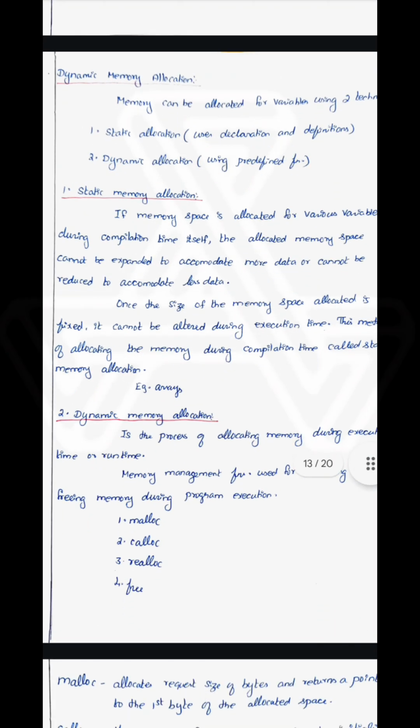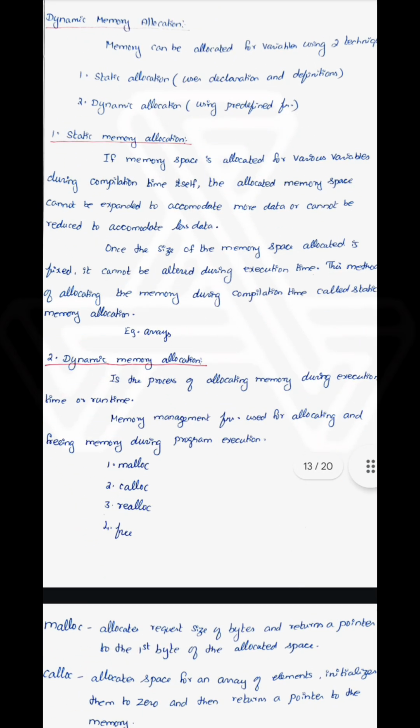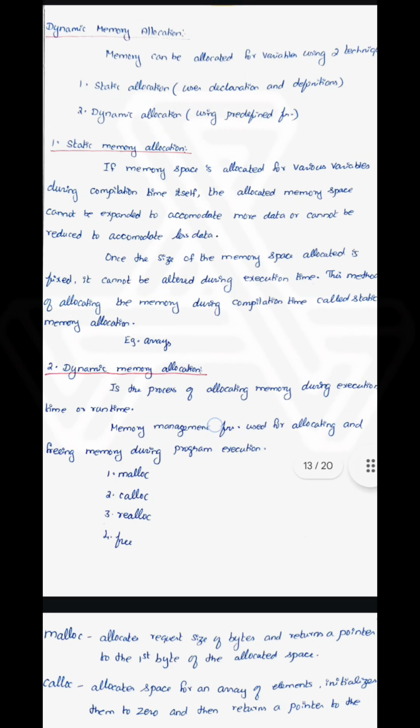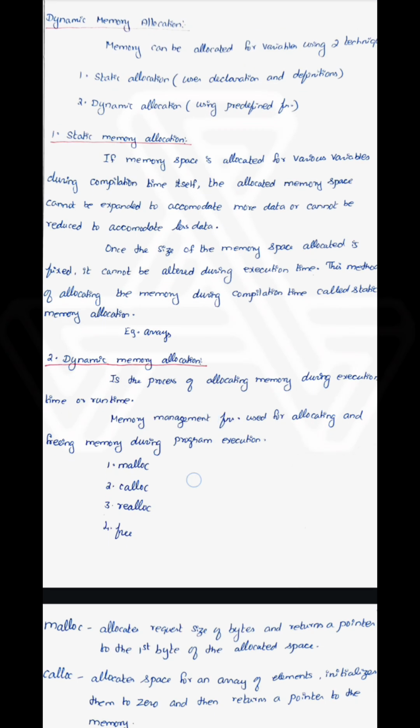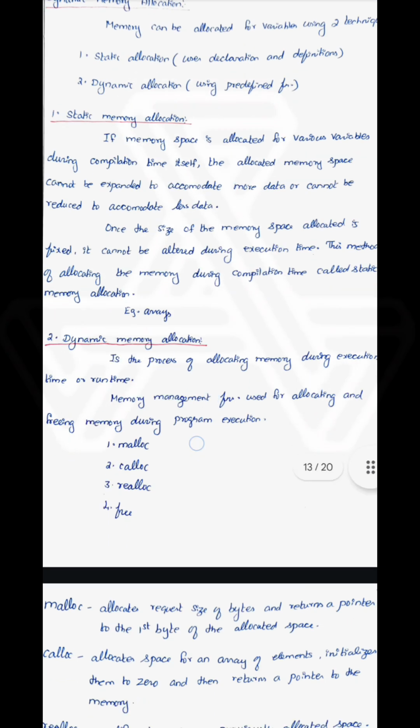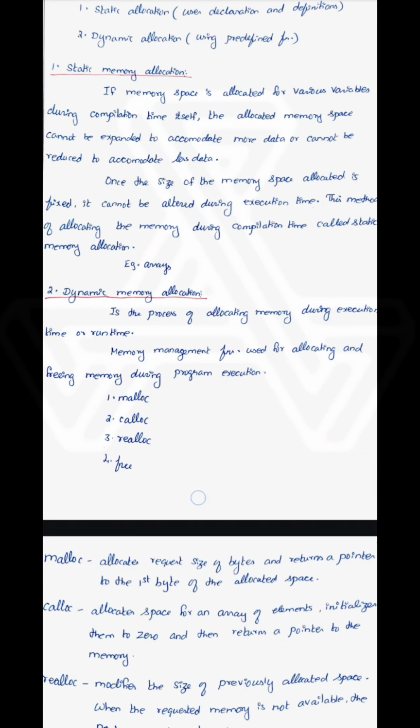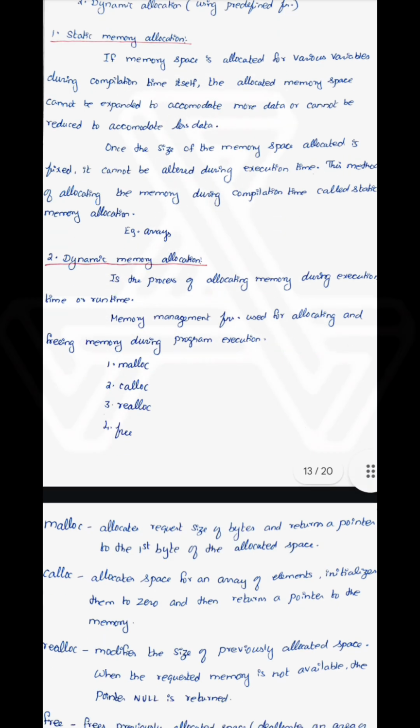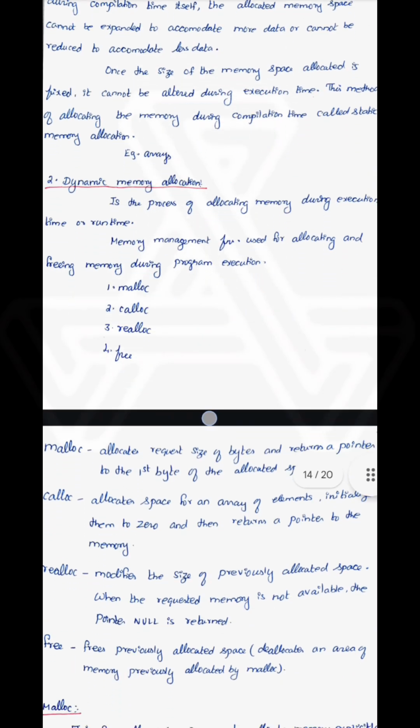Memory can be allocated for variables using two techniques. Static allocation uses declaration and definition. Dynamic allocation uses predefined functions. Static memory allocation: if memory space is allocated for various variables during compilation time itself, the allocated memory space cannot be expanded to accommodate more data or reduced to accommodate less data. Once the size of the memory space is allocated, it is fixed and cannot be altered during execution time. This method of allocating memory during compilation time is called static memory allocation.